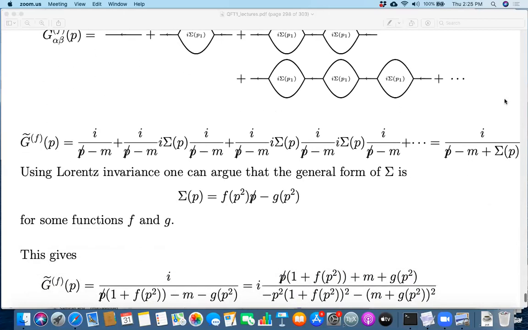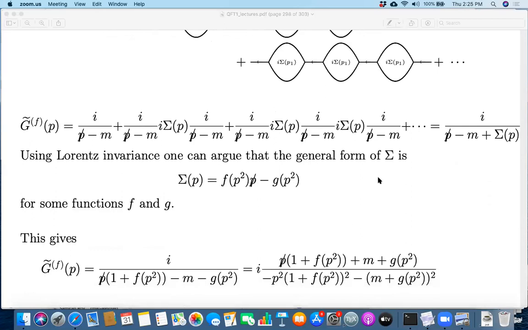Now it's still a complicated matrix inverse, but one can in fact show using Lorentz invariance that the general structure of sigma, even though sigma, to begin with, can be an arbitrary 4x4 matrix, has this form. It's some function of p squared times p slash plus some other function, which I'm calling minus g of p squared. So given this structure, we can now substitute here. Then that gives G tilde F is I over p slash times 1 plus f of p square, you just combine these two, and then minus m minus g of p square.